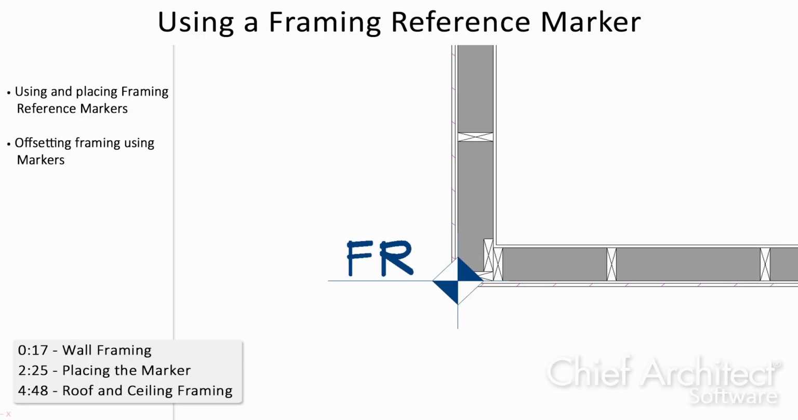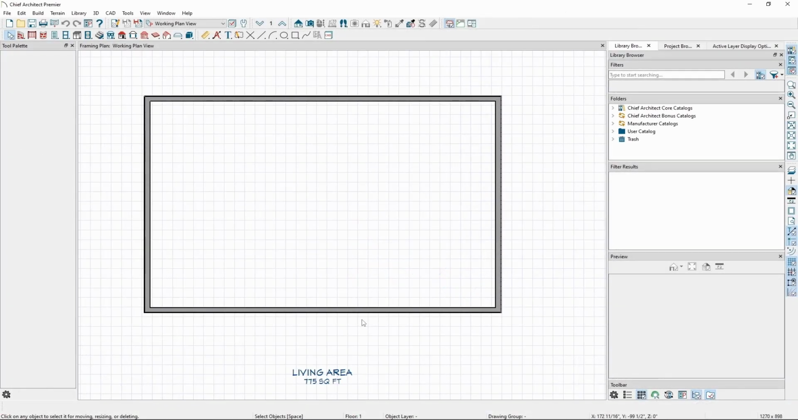In Chief Architect, we have a tool that allows us to control where framing members for our floors, walls, or roof planes begin generating. This tool is called the Framing Reference Marker. To start, let's take a look at floor and wall framing.